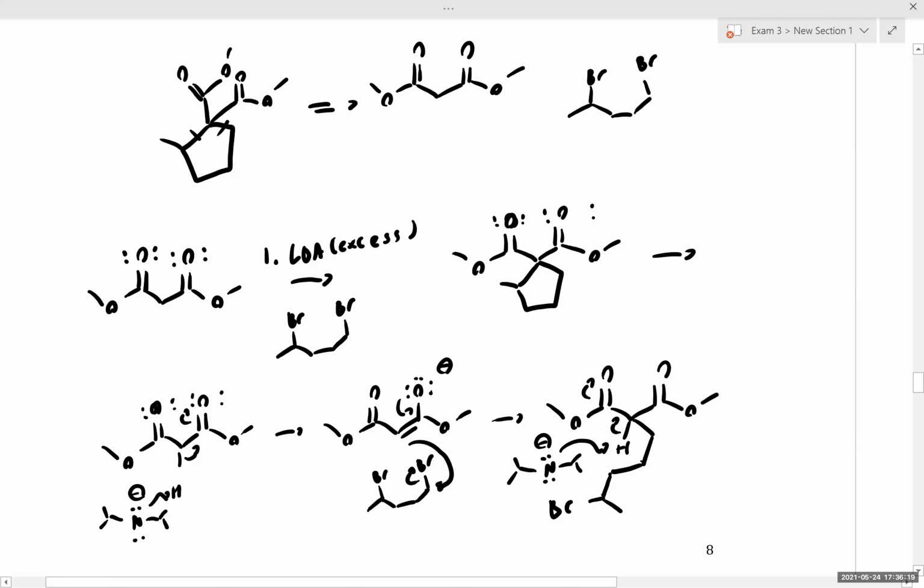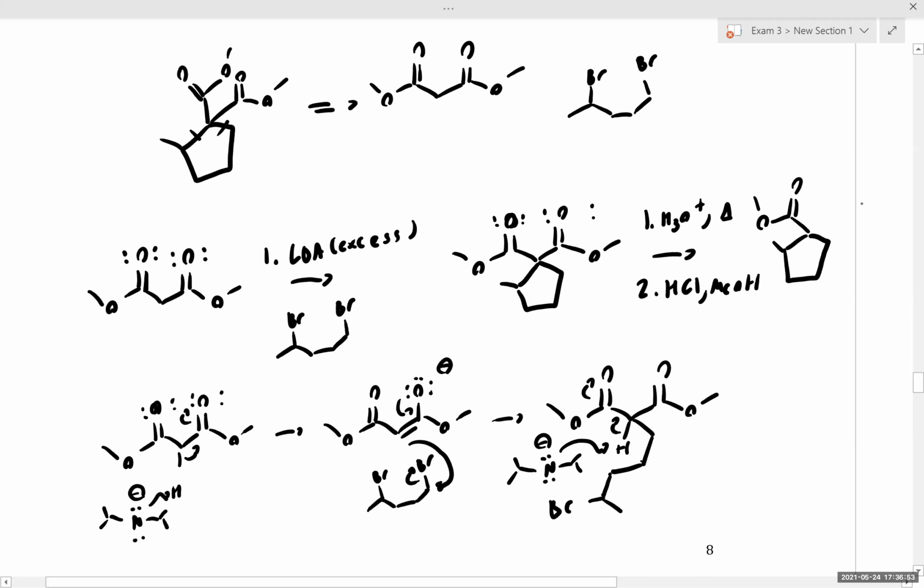And then from here, first we're going to treat with H3O plus and heat to decarboxylate. And then we treat with HCl and methanol to reinstall our methyl ester. Remember, the decarboxylation step converts these methyl esters into carboxylic acids. So we have to regenerate our methyl ester via Fischer esterification.